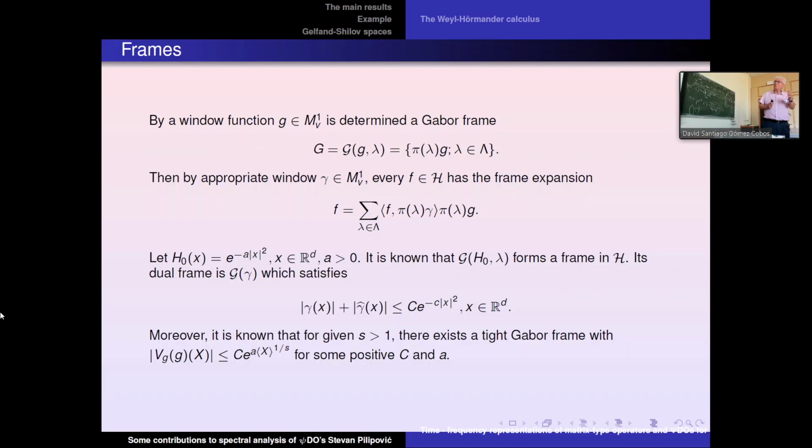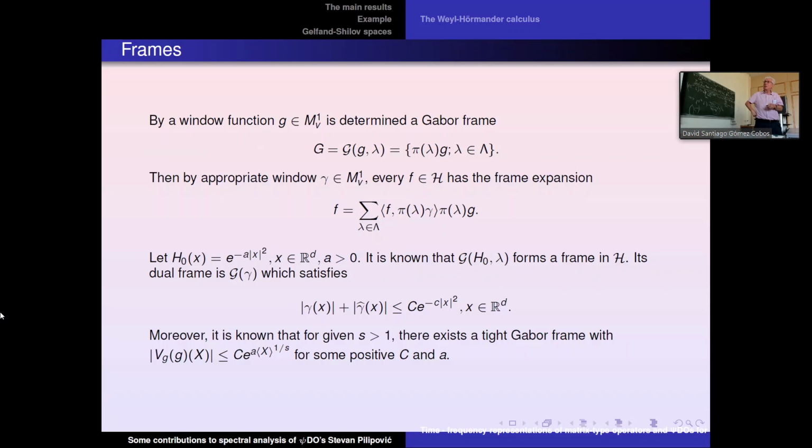if this lambda is (lambda 1, lambda 2), this is a two-dimensional, 2D variable. So lambda is lambda 1, lambda 2, and then you have to make a translation by lambda 1 and a modulation by e to the power 2 pi i lambda 2 x. Probably later this will be written more carefully. And with this, you have again this kind of expansion, and what we discussed on the break.